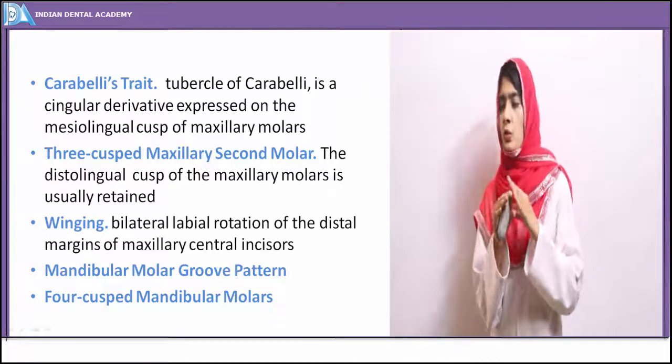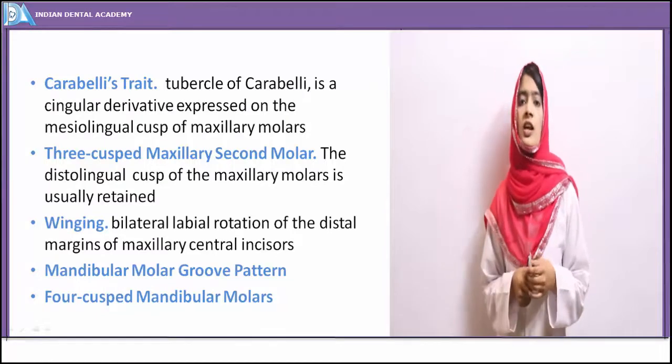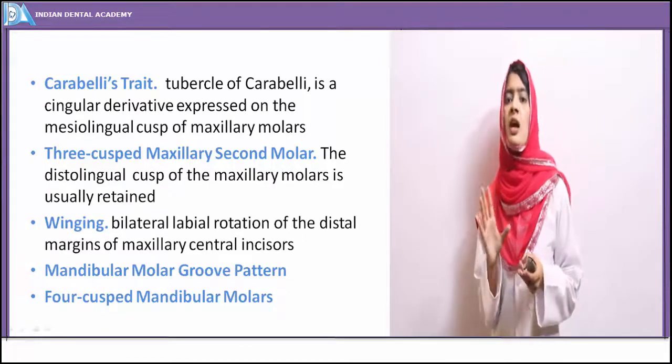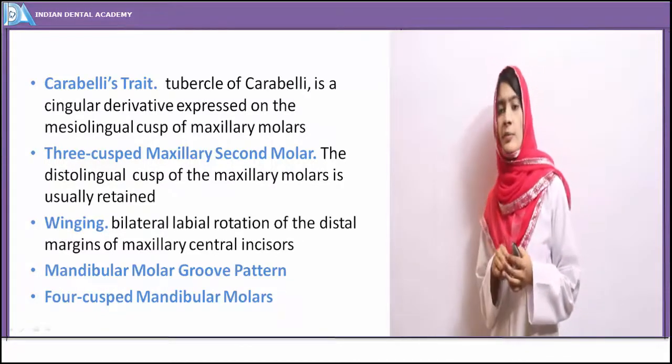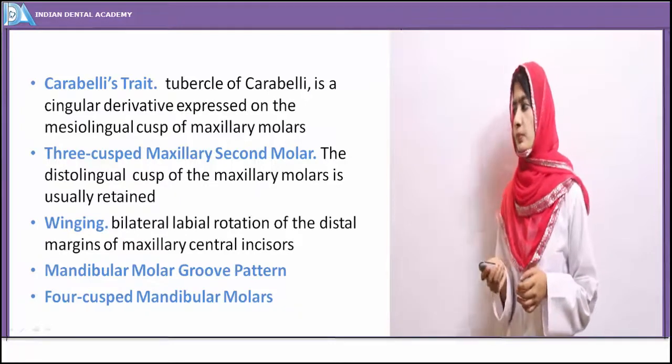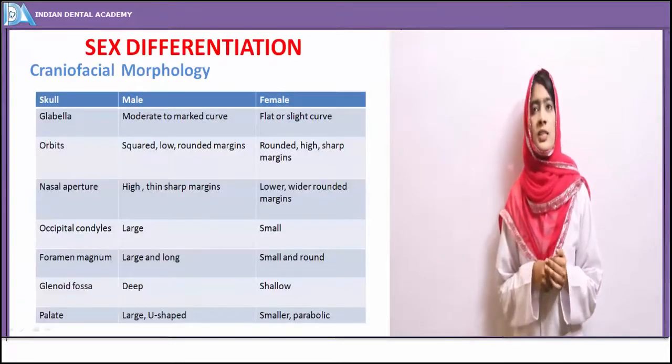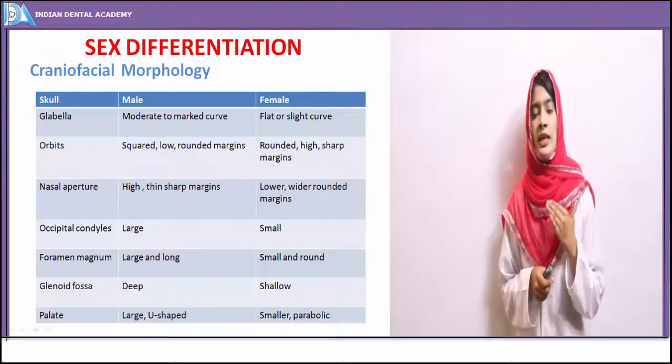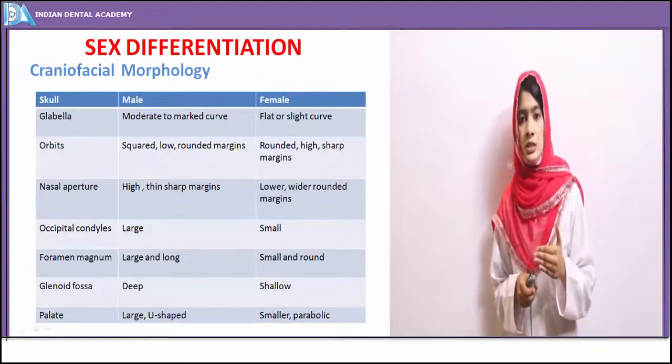That is nothing but winging, and mandibular molar groove pattern may be characteristic, and sometimes the four cusp mandibular molars may be seen. So these unique features help us in identifying the ethnicity of the individual.